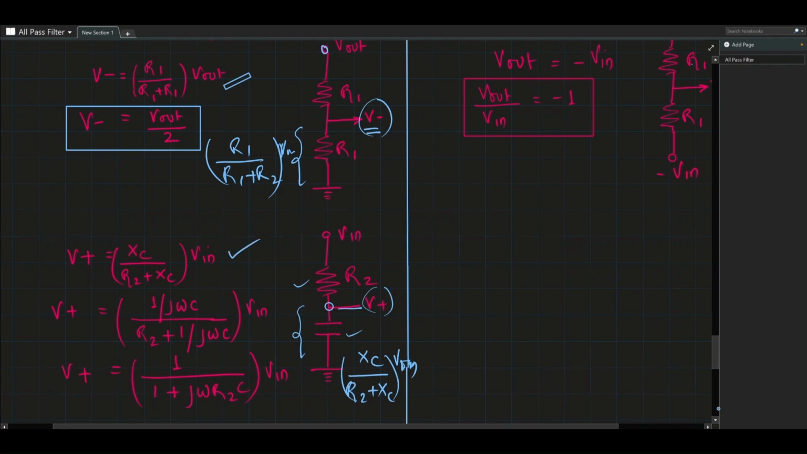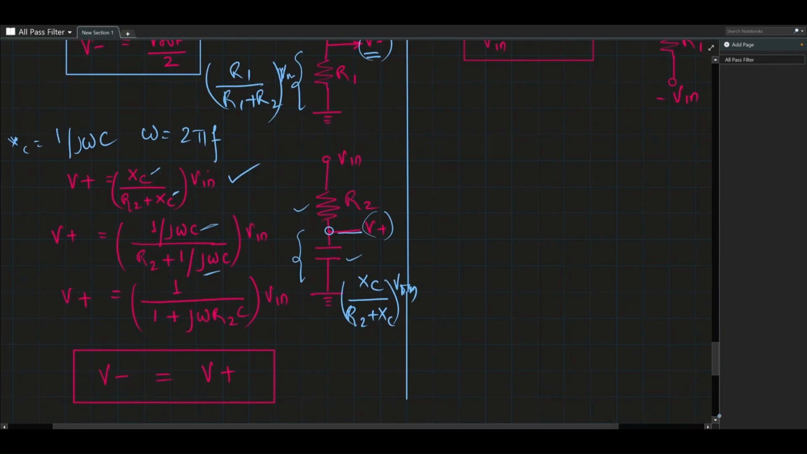The reactance of the capacitor is nothing but 1 by JWC, where W is 2 pi times the frequency of the signal and C is the capacitance. I've just substituted this XC here, and we get this expression. When we further simplify it, we land up with this particular function. So now we know the voltage at V plus.